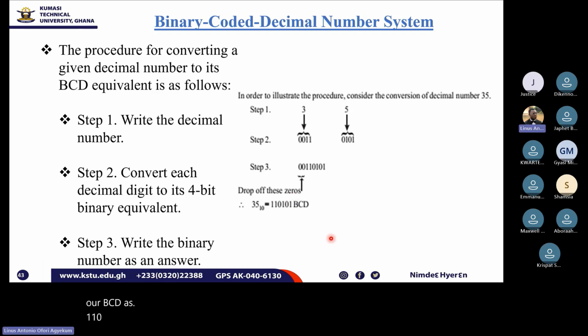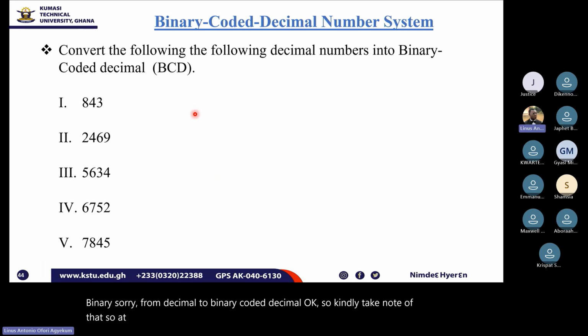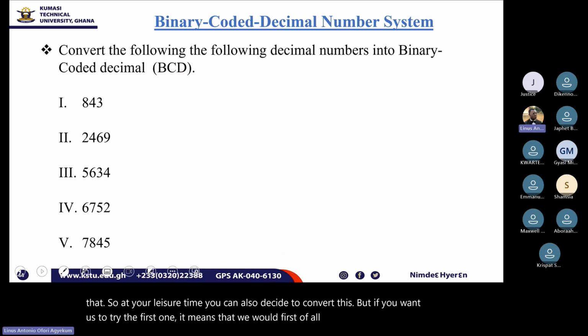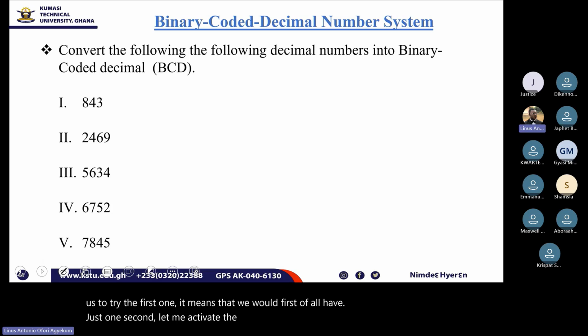So basically, that is how we do conversion from decimal to binary coded decimal. Okay, so kindly take note of that. At your leisure time, you can also decide to convert this. But if you want us to try the first one, we would first of all have, just 1 second, let me activate the pen. So we'll first of all have 8, and then we'll have 4 and 3.